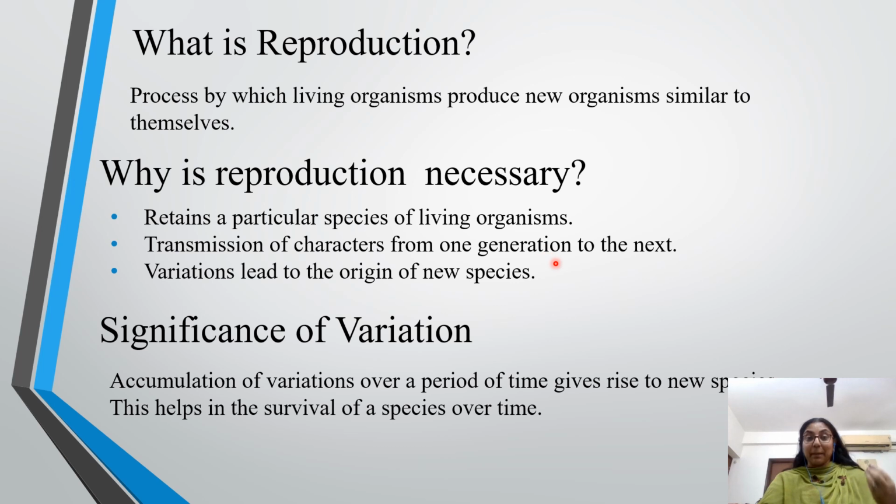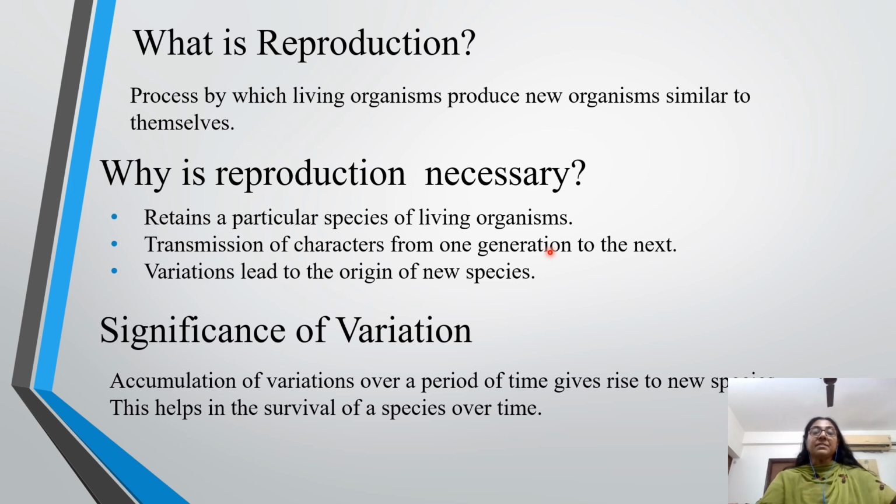Like in the earlier chapters, we have learned about the life processes as well as control and coordination. We have learned about our heart and about the brain, and how they act. So here, is reproduction necessary? Yes, it is necessary.